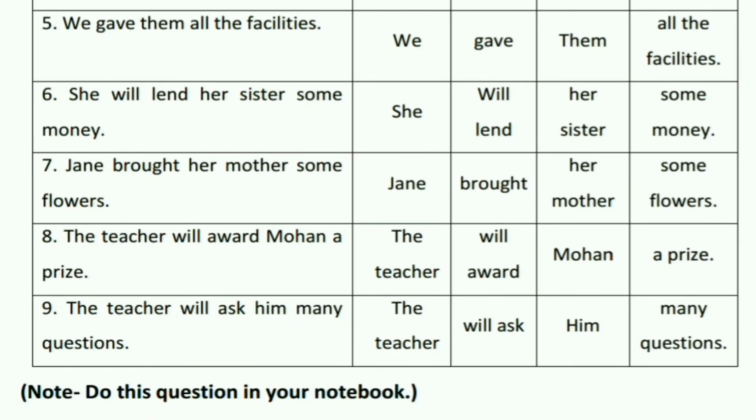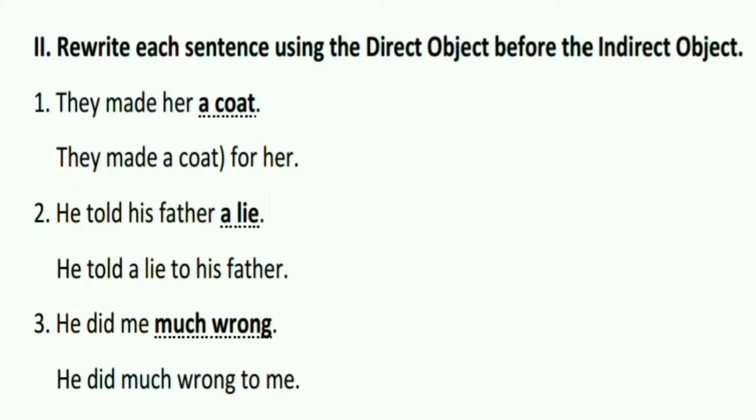Fifth one is we gave them all the facilities. Subject we, verb gave, indirect object them and direct object all the facilities. And the rest of the questions you have to do in your notebook. Question number second. Rewrite each sentence using the direct object before the indirect object. So in this question we use basic pattern 6.